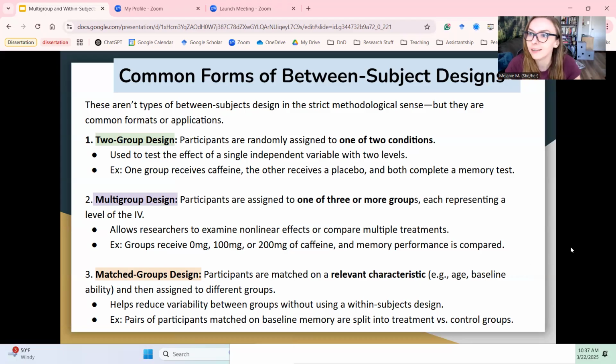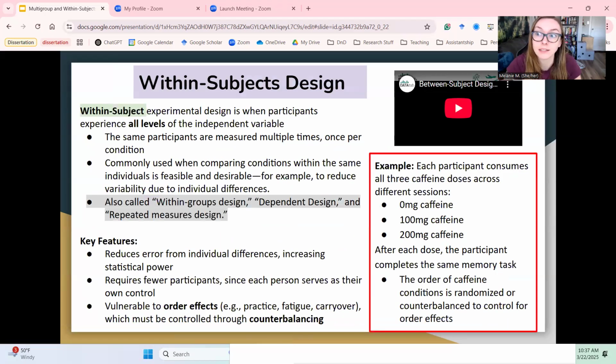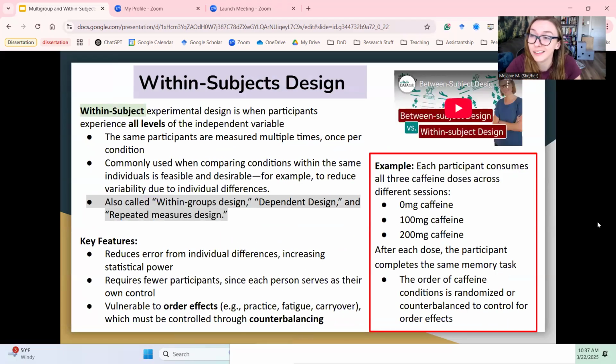That's between subject. Big takeaway here is between subject is when a participant is only assigned to one condition. That's in contrast to our within subject design. Within subject design is an experimental design when participants experience all levels of the independent variable. That means the same participant is going to be measured multiple times in multiple conditions.